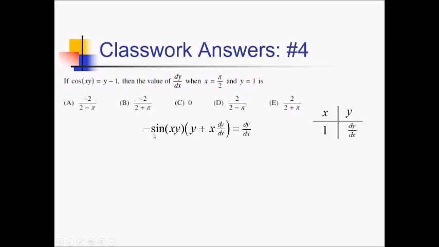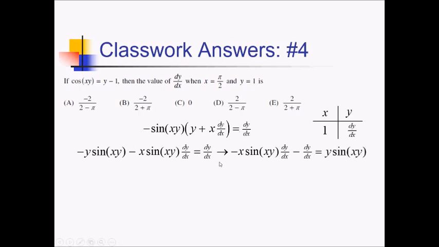So this is going to be negative y sine xy minus x sine xy. All of that is equaling dy. And now let me get everything over to the left side. I like getting things on the left side because that tends to be how you match one of these answer choices. So I'm going to have a negative x sine xy dy over dx. And I also have a minus dy over dx if I subtract this over to the left side. And that's going to equal a positive y sine of xy if I add this over to the right side.